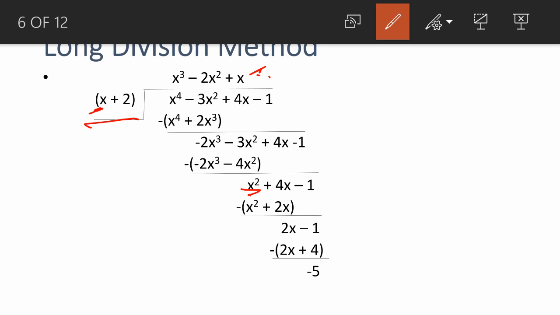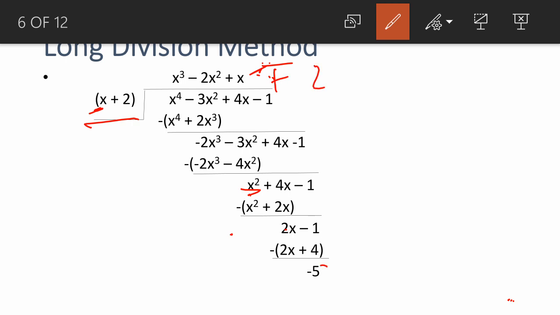Then we subtract as usual. So x squared minus x squared is 0. Now 4x minus 2x is 2x. Then minus 1 can be brought down. Division is still possible because x can still divide 2x here to give us 2. So there should be a plus 2 here. Sorry, there should be a plus 2 here.